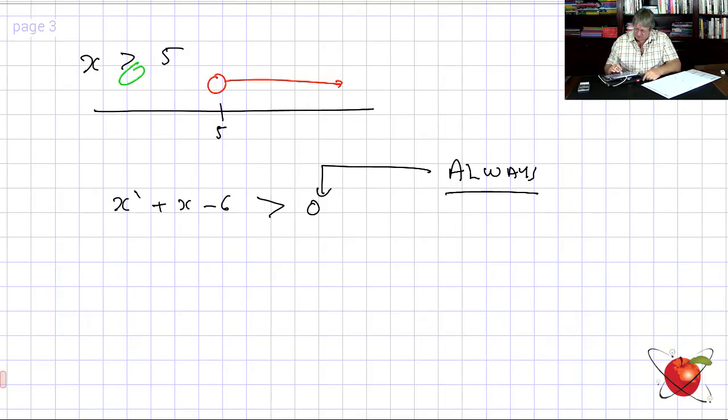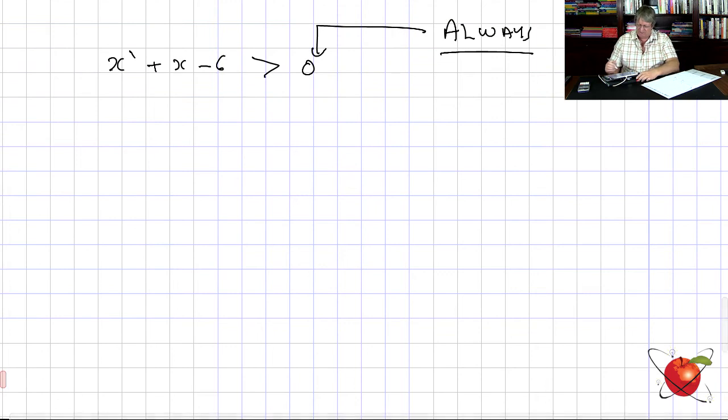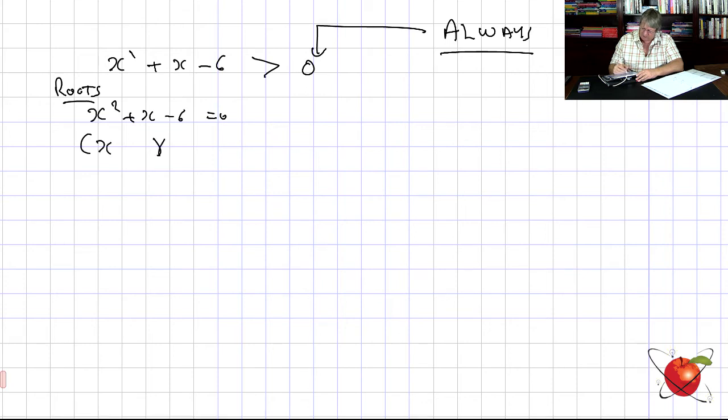Why? Well, because we're going to have a look at this thing like this. Let us say it's a graph. What we first of all do is find the roots. So step 1, let's find the roots of this. It's x squared plus x minus 6. Put it equal to 0 because we want the roots. So we're going to factorize it. We've chosen a nice easy one, and it comes down to x plus 3 and x minus 2 equal to 0.